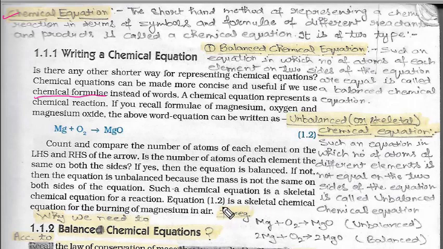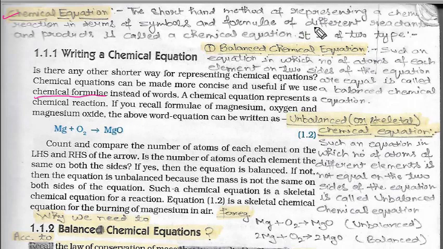But we also need to know the definitions of a balanced and an unbalanced chemical equation. So what is an unbalanced chemical equation? Such an equation in which the number of atoms of different elements is not equal on the two sides of the equation is called an unbalanced chemical equation. Here you can see that the number of atoms is different on both sides of the equation. So it is an unbalanced chemical equation.